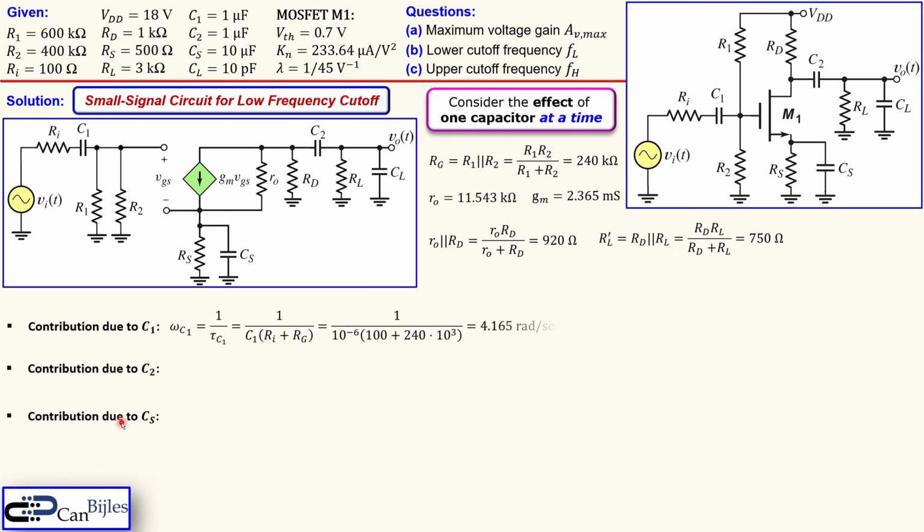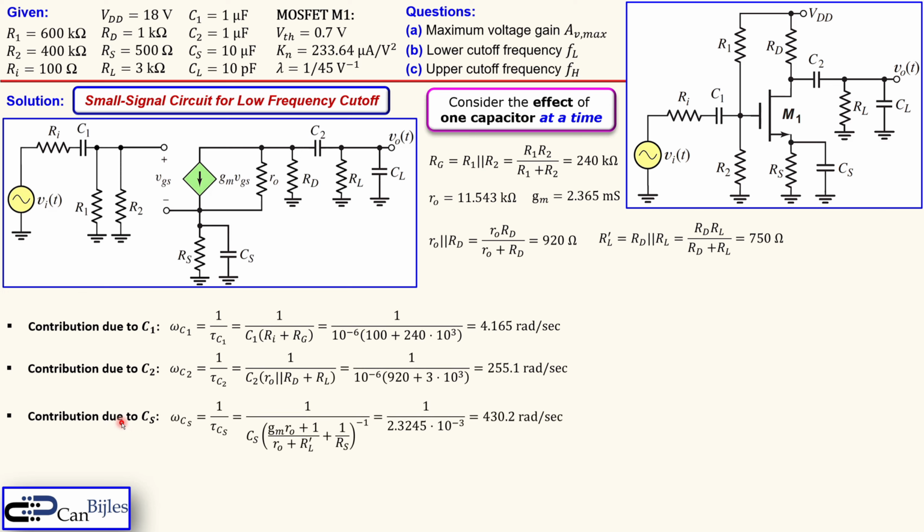That's the C1, that's the C2, and that's the C3. Now what do we see? Well, this is probably not dominating, that's the smallest one. But these two are still not that far away. So 255 and 430. This is almost a double, maybe not double, but just larger than that one, but still not dominating. So we do not have a dominant pole.